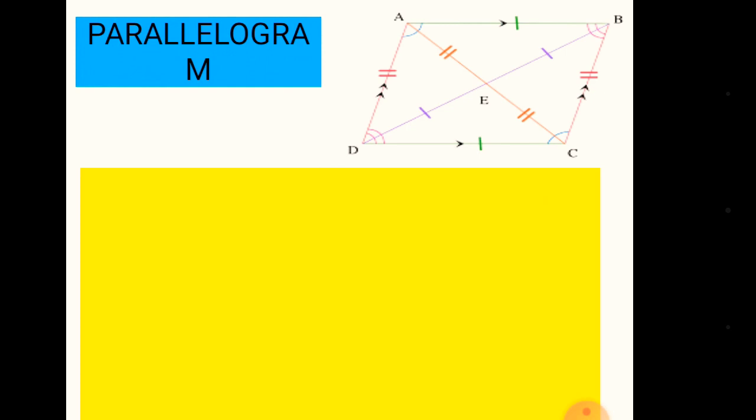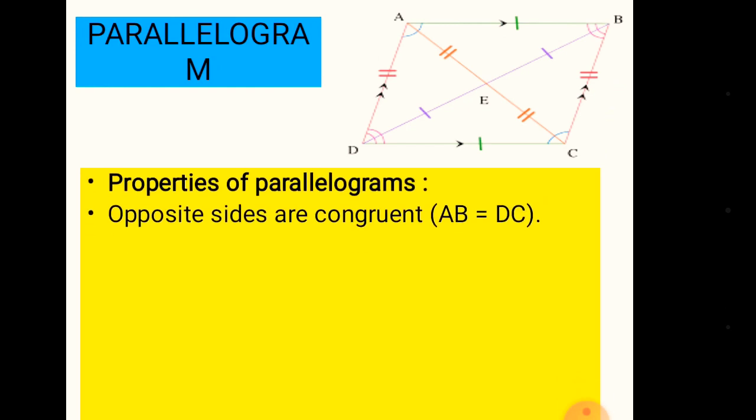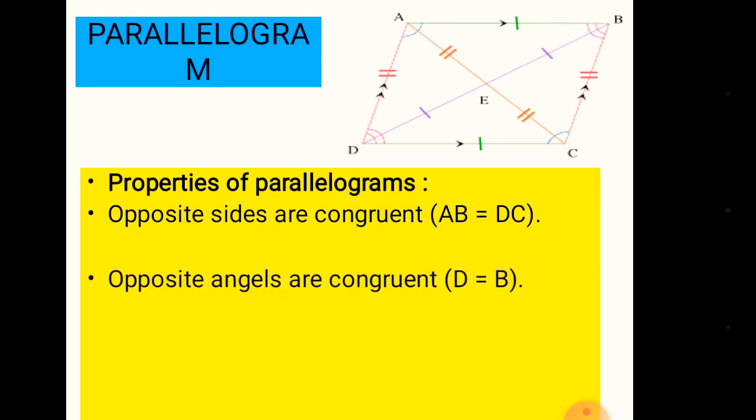Now, moving ahead to the next quadrilateral, that is the parallelogram. As the name suggests, in a parallelogram opposite sides are parallel. Pairs of opposite sides are parallel in this figure. Now, let us see the properties of a parallelogram. Opposite sides are congruent, meaning AB is equal to DC. If you see this figure, AB is equal to DC.